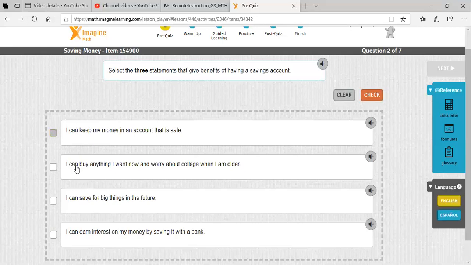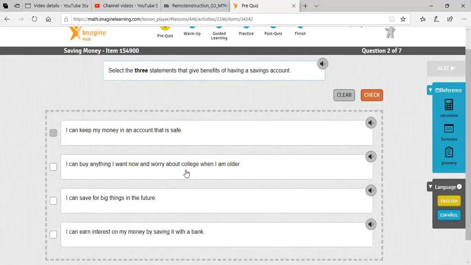I can buy anything I want now and worry about college when I'm older. Well, first of all, nobody can buy anything they want because there's always a limit. There are things that are not for sale, and nobody has all the money in the world or more. No, so that is false.